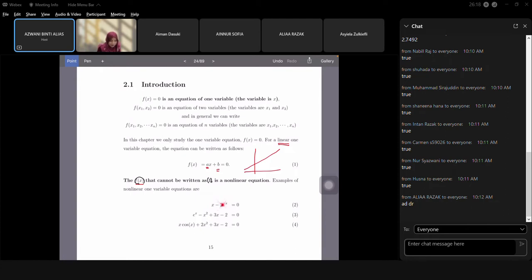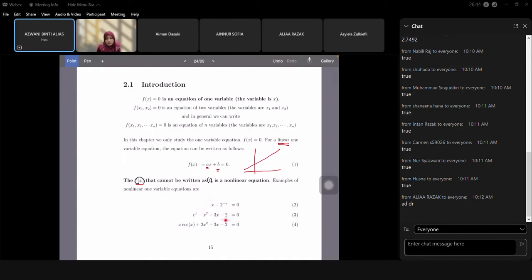Kalau saya buang 2 to the power of negative x ni, kita akan dapat this is a linear function. Tapi disebabkan oleh a constant here, dia to the power of negative x, dia dah consider as a non-linear equation. Okay, so tengok equation 3 ni: exponent x minus x square plus 3x minus 2. So this is considered as non-linear equation.